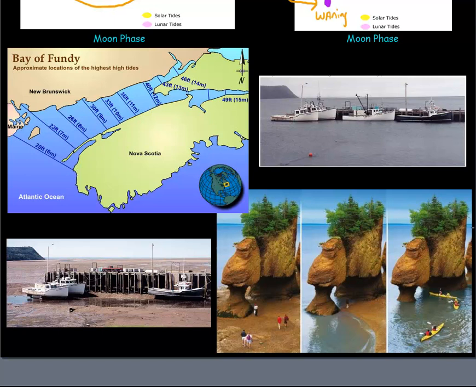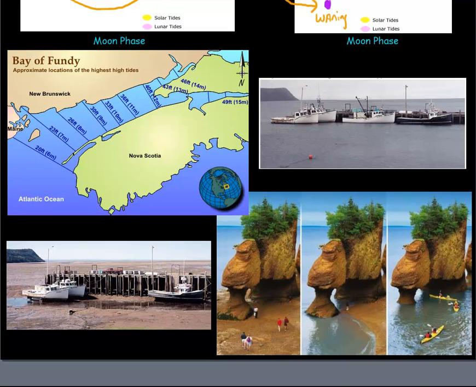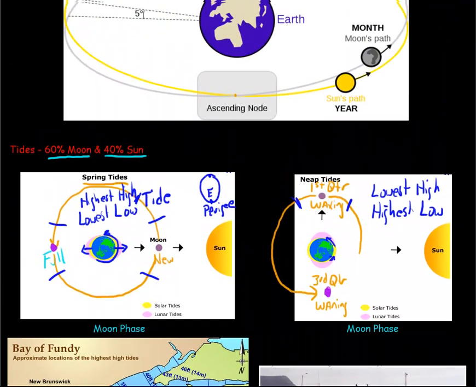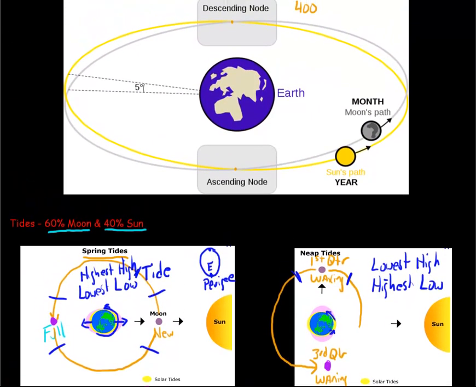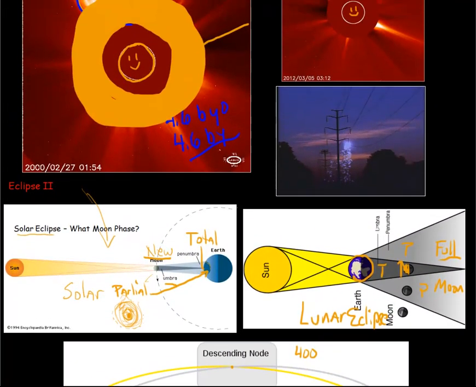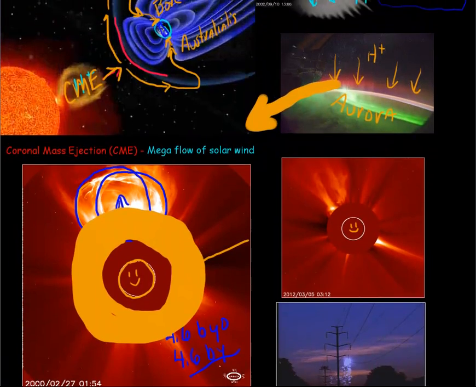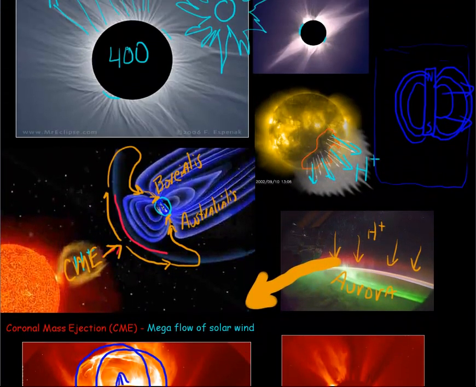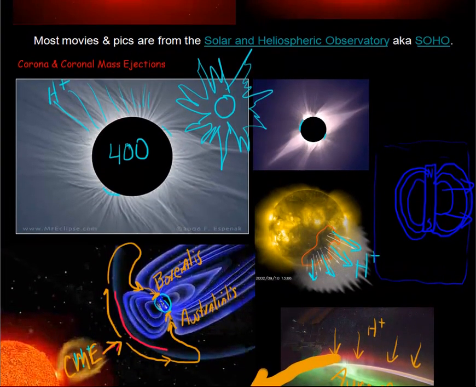Okay, I think that'll be about it. And again, we talked about tides. We went over the eclipses again, talking about the nodes, that's new. Coronal mass ejections and their effect on the planet. Solar wind and its effect on the planet for auroras.